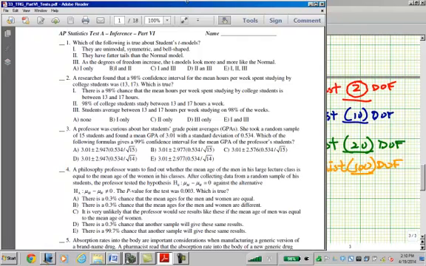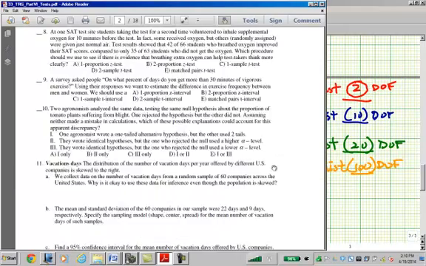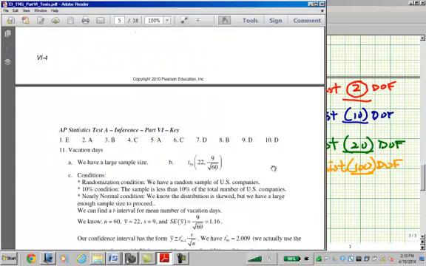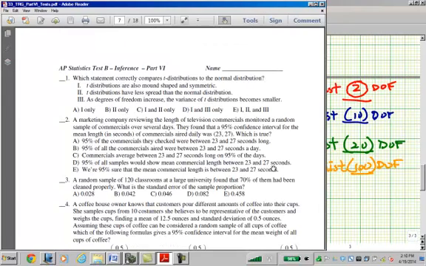None of these are correct. Now, let's go down to the second multiple choice question and see how that compares. This is the marketing company: they found a 95% confidence interval for the mean length of time, 23 to 27, which is true. Again, we see the same kind of error. It's a statement about the population: 95% of the commercials are between 23 and 27 seconds. Wrong. That's not what a confidence interval means.